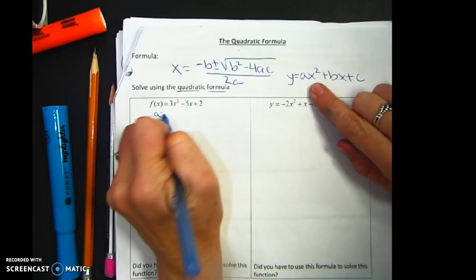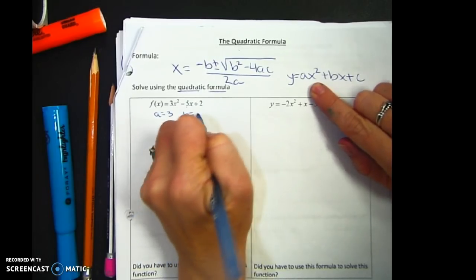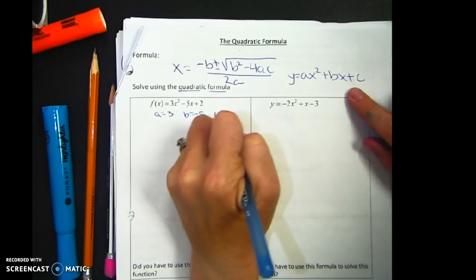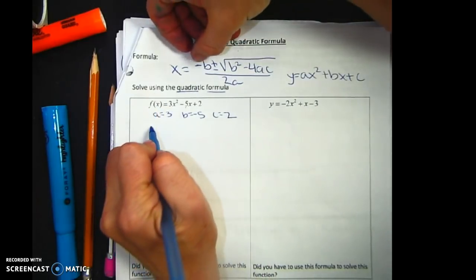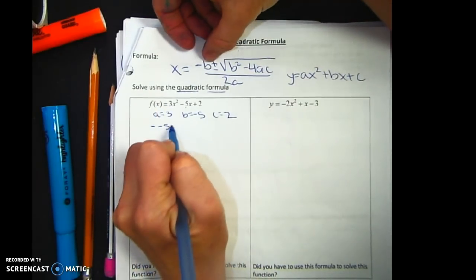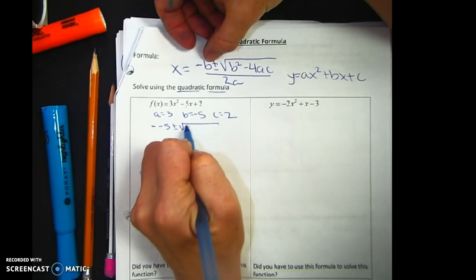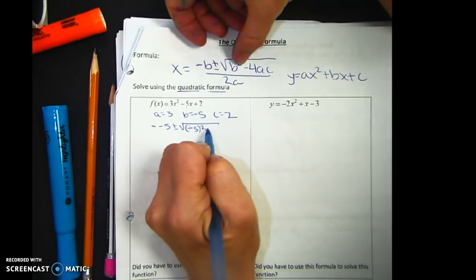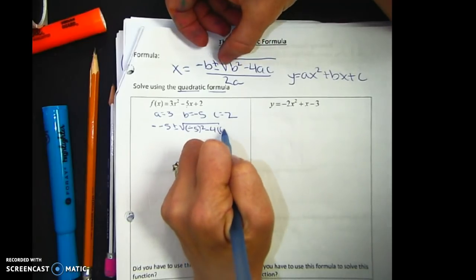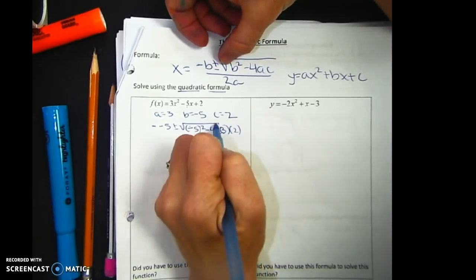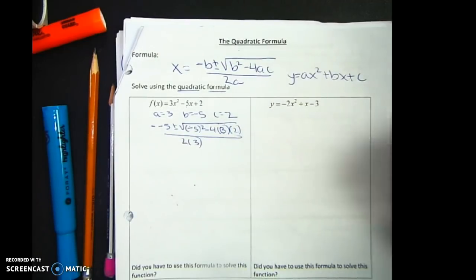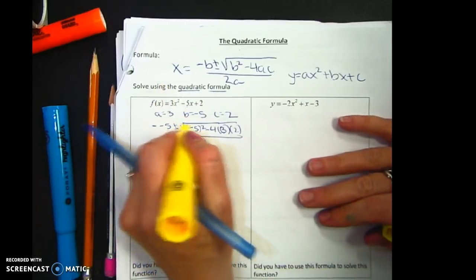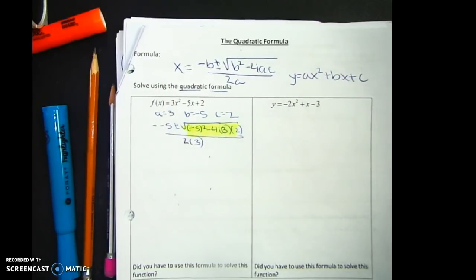First thing I want you to identify is A, B, and C. Okay? Now, everybody approaches this a little bit differently, but this is the way I approach it. Negative of negative 5 plus or minus the square root of negative 5 squared minus 4 times A times C, all divided by 2 times A. Now, I don't know about you, but the most difficult part for me, or the most messy part for me, handwriting included, is this part.